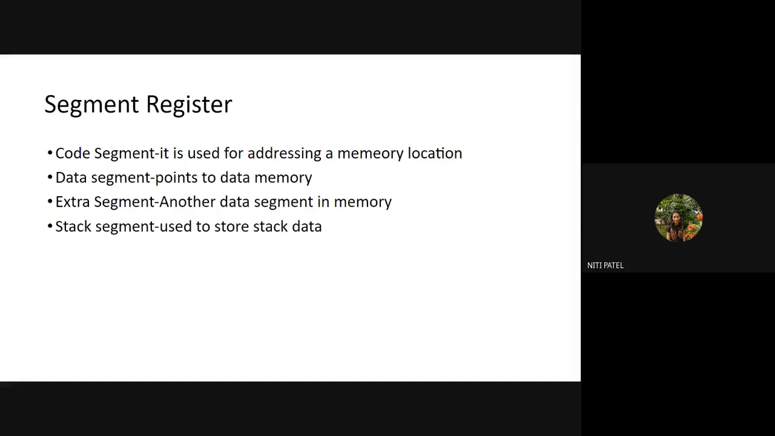Okay. What is code segment? It is used for addressing a memory location, which means my entire program is getting stored somewhere. Code is nothing but the program. Whenever I write that program, it is called a code. Alternative name is code.